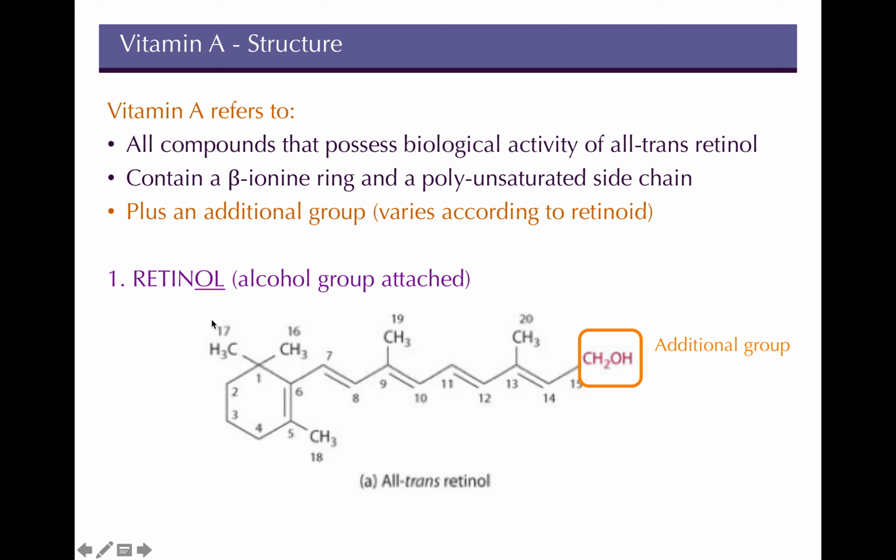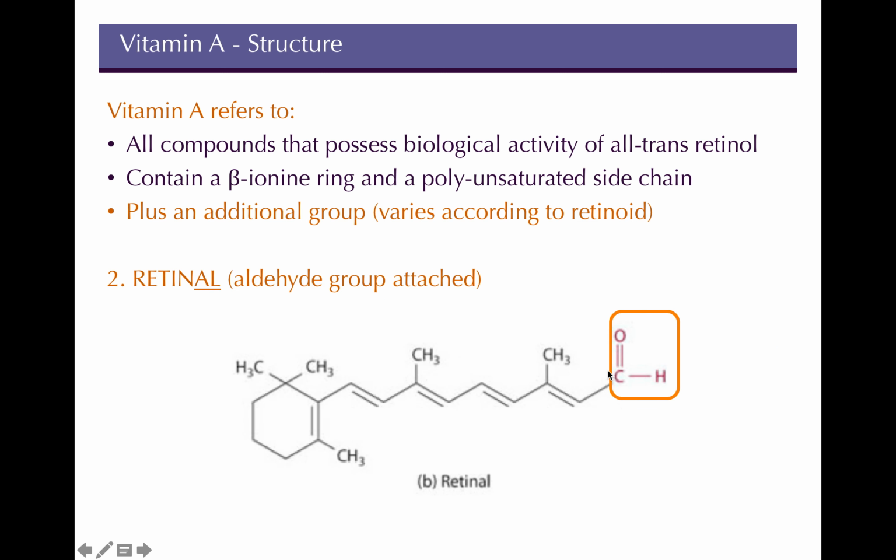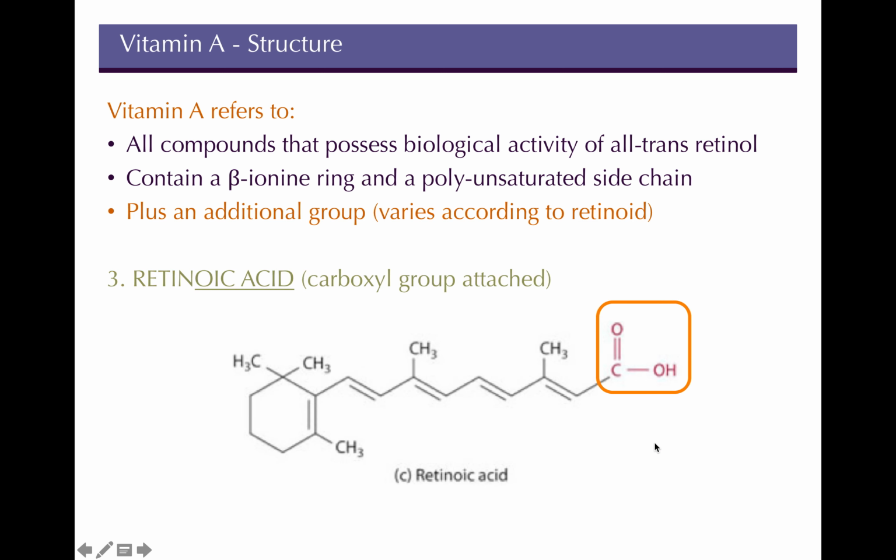The first vitamin A form, or retinoid as it's also called, is retinol. That one has an alcohol group attached here. The second kind is retinal, A-L. That one's different because it has an aldehyde group attached. So I wrote that right there. Then there's also retinoic acid. That one has a carboxyl group at the end.